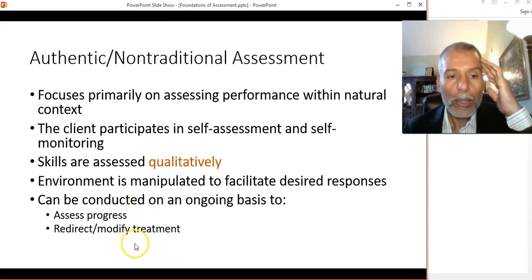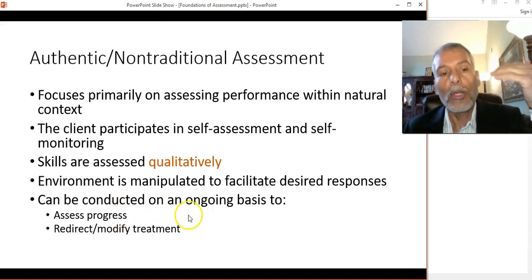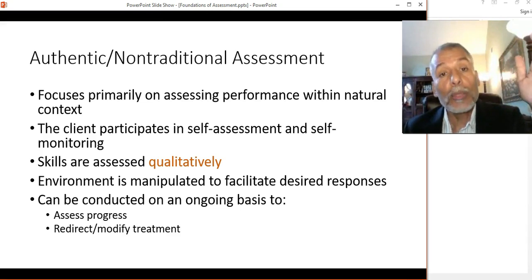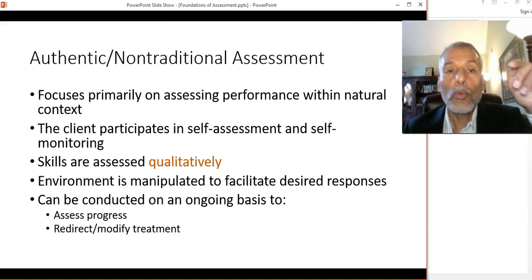So the idea here is they are conducted on a regular basis to evaluate progress and to also help with planning and with modifying treatment as you go. Treatment modification is required constantly because you should be making progress on an ongoing basis. And if you absolutely know that you cannot make progress with a patient, it is unethical to continue the treatment.